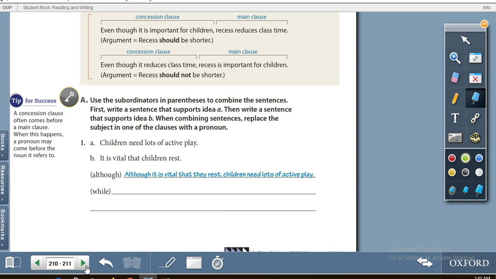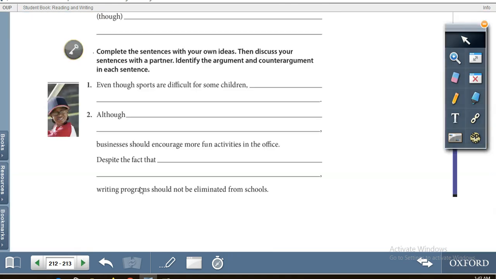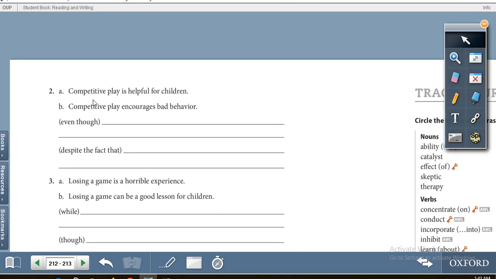So you have to solve this exercise. Competitive play is helpful for children. Competitive play encourages bad behavior. Even though competitive play is helpful for children, it encourages bad behavior. Both things are facts, but one is more important than the other. That is concession. Despite the fact that competitive play is helpful for children, it encourages bad behavior.